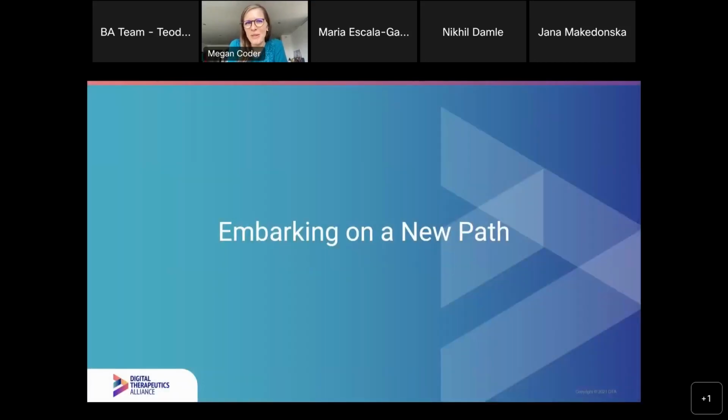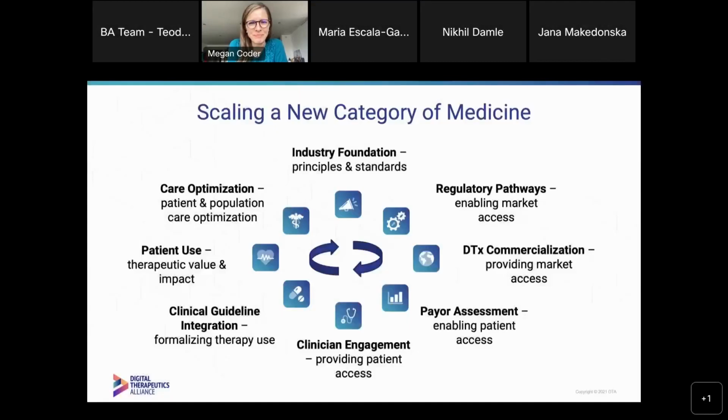So let's talk about, though, now I'll slow down a little bit. Let's talk about what this all looks like. So from the onset, we've been looking at how do we actually scale a new category of medicine. Some examples are provided here of considerations we are making. So first off, looking at really that industry foundation. What are the definitions? What are the core principles? What really establishes what a DTx is versus some other products, and then enables more clarity in the industry.